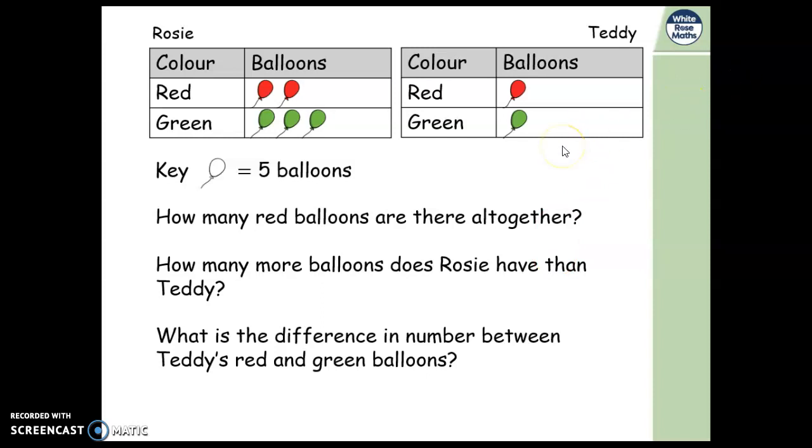Okay, so we have 2 people, Rosie and Teddy, and they've got red and green balloons. The key, 1 balloon equals 5 balloons. So the first question is, how many red balloons are there altogether? We've got 1, 2, 3. Each one is worth 5, so let's count in 5s. 5, 10, 15.